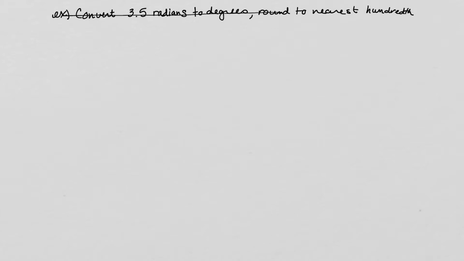So we'll scrap this one. So convert 6 pi over 13 radians to degrees, round to the nearest hundredth. So something like that. Okay. So remember the conversion factor, right? So remember our key from last time is that 180 degrees is equal to pi radians.